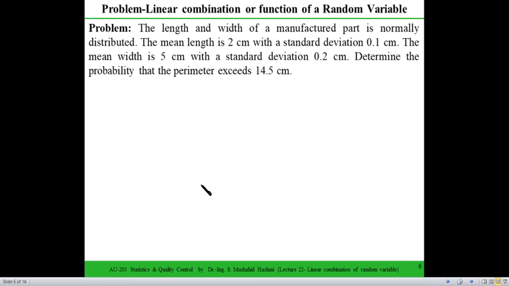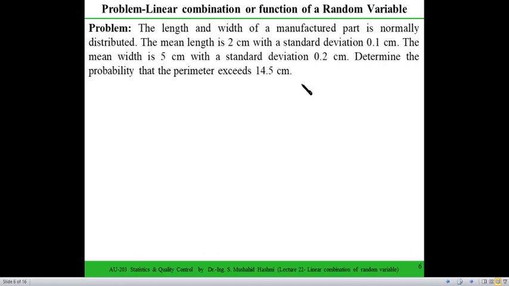Okay, now let's look into the problems, which give a better understanding of how to deal with the linear combination of random variables. Let's say you are manufacturing a part which has a length and width which are normally distributed. So the length is normally distributed, and the width of this rectangular part is normally distributed. The mean length is 2 centimeters and the standard deviation is 0.1 centimeter. The mean width is 5 centimeters and the standard deviation is 0.2. So we need to determine the probability that the perimeter exceeds 14.5 centimeters.